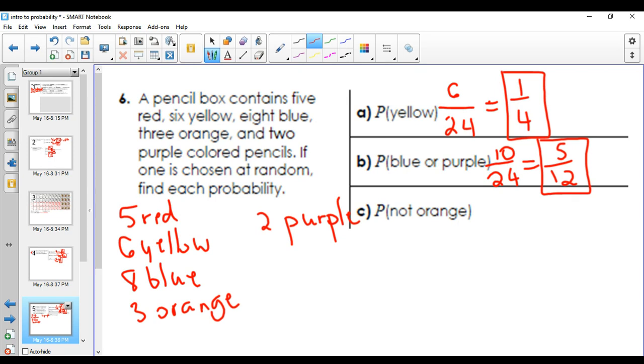Okay, the last one on this slide, the probability of choosing a pencil that is not orange. Well, we have 3 colored pencils that are orange, so probably the easiest thing to do is, we already know there are 24 total, so we could just subtract 24 minus 3, which gives us 21 out of 24. Another alternate method, instead of subtracting 24 minus 3, you could add together all of the other colors, 5 plus 6 plus 8 plus 2, and that will also give you 21. And this will simplify as well to 7/8.